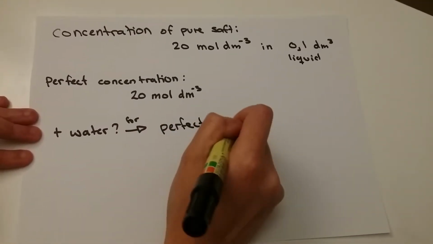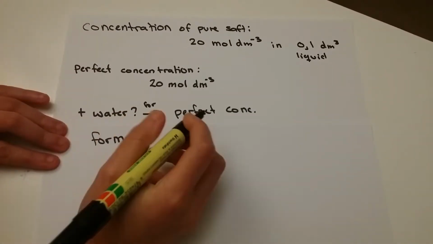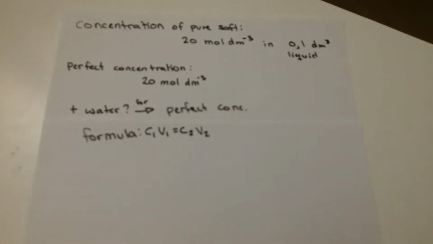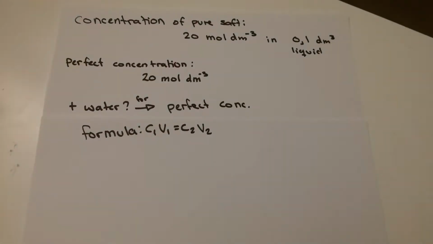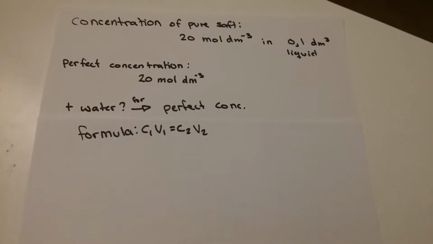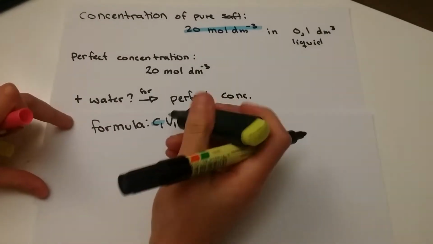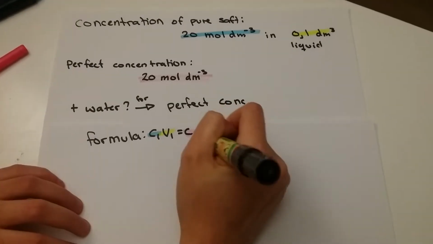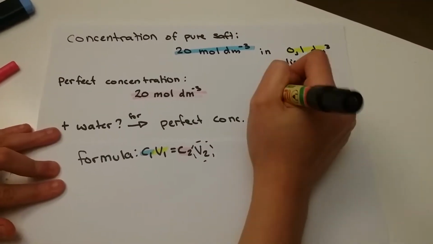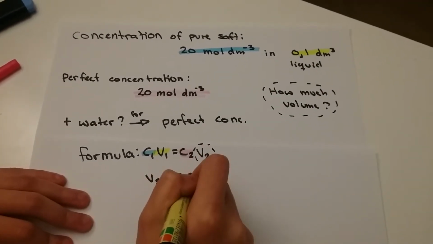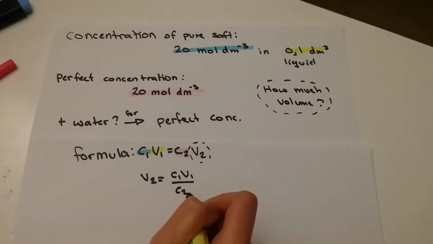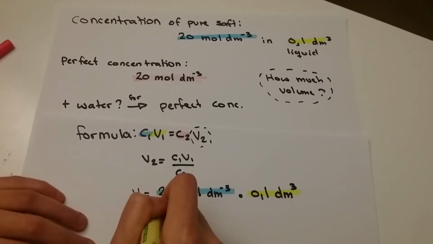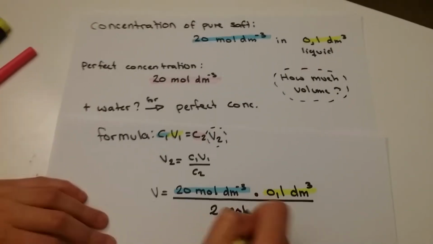To calculate dilution, the concentration of the first solution times the volume of the first solution is equal to the concentration of the second solution times the volume of the second solution. C1 times V1 is equal to C2 times V2. We can see that the concentration of the first solution is 20 moles per decimeter cubed and the volume of the first solution is 0.1 decimeter cubed. The concentration of the second solution is 2 moles per decimeter cubed. The unknown variable is the volume of the second solution. We make it the subject of the formula, substitute the variables we know into the formula, and solve for the unknown variable, which is the volume of the second solution.